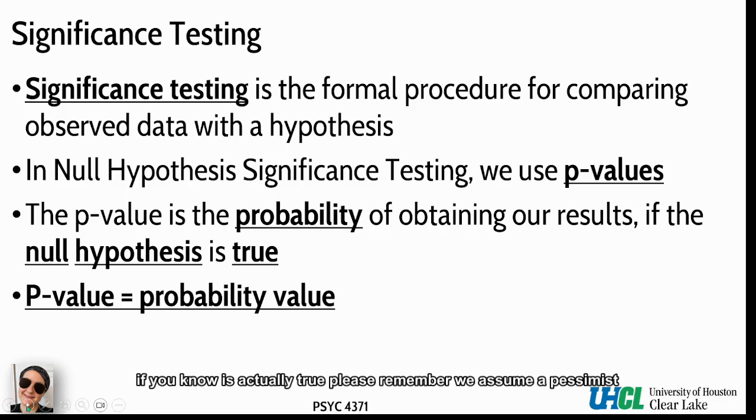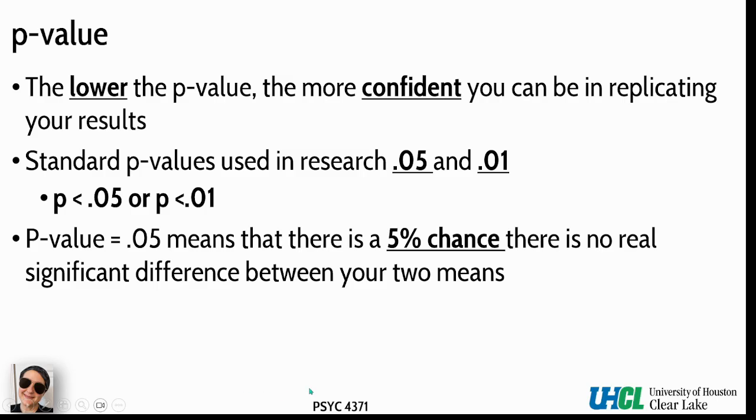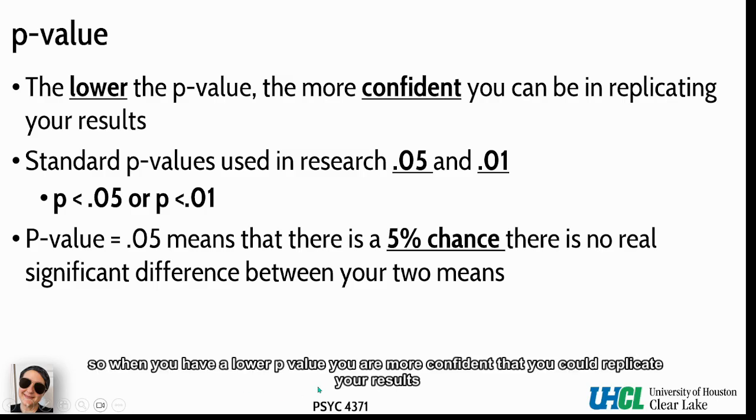Because remember, we assume a pessimist view that there is no difference between means. So if we assume that there is a true null, what was the probability of actually getting the results that we got? So when you have a lower p-value, you are more confident that you could replicate your results.